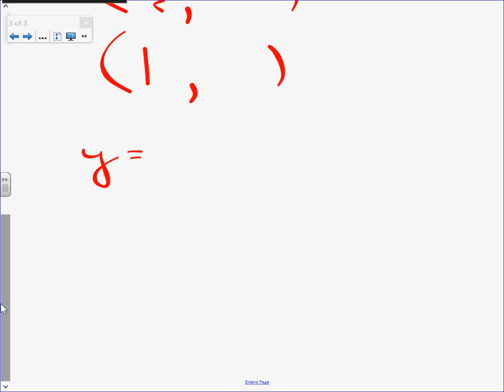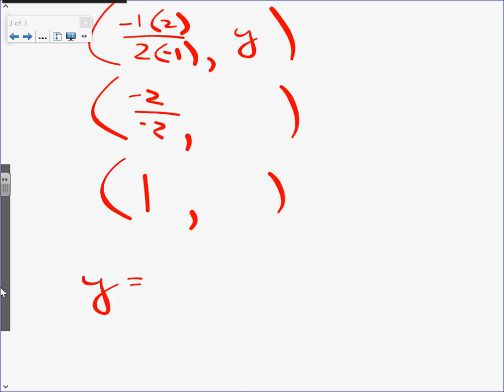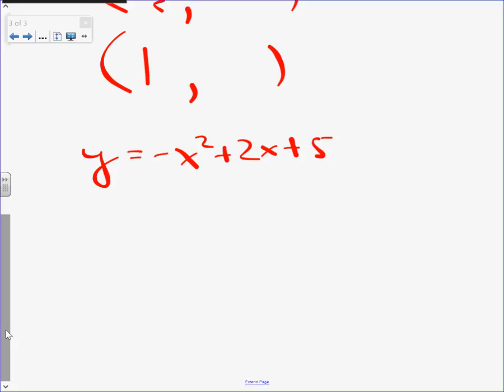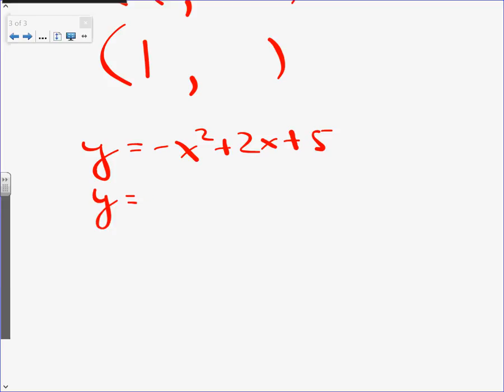y is -x squared plus 2x plus 5. We're rocking and rolling. y is -1 times 1 squared plus 2 times 1 plus 5. Ramirez, you with me?